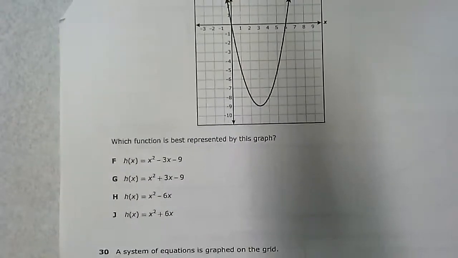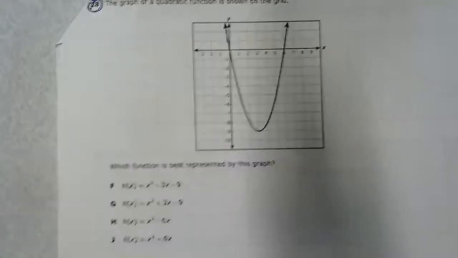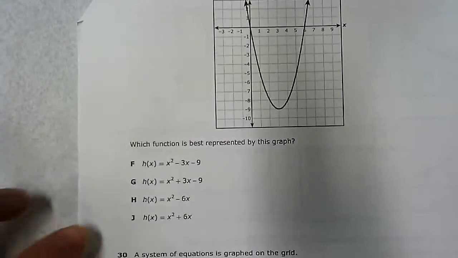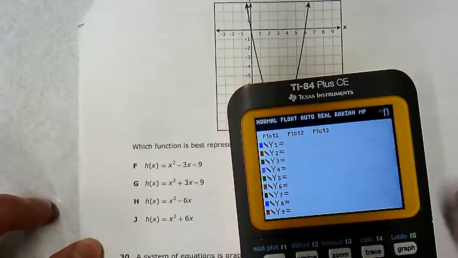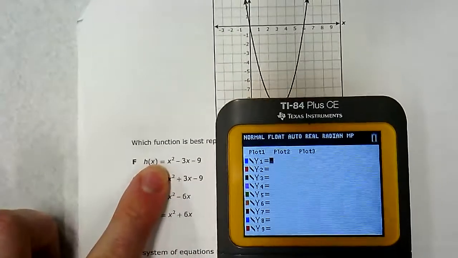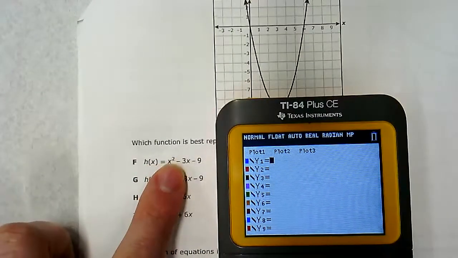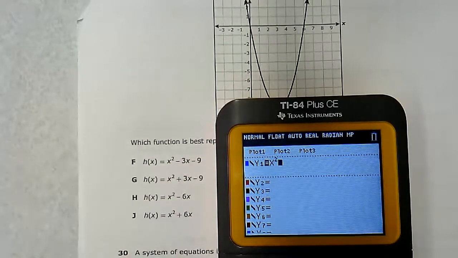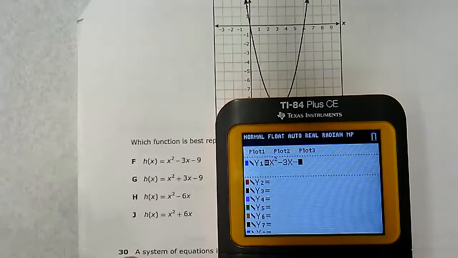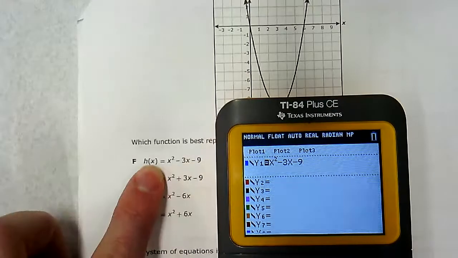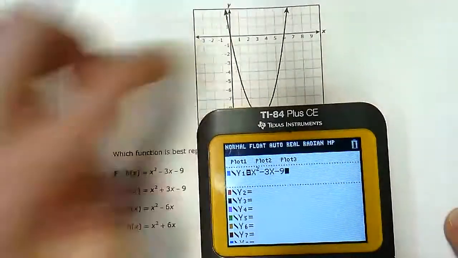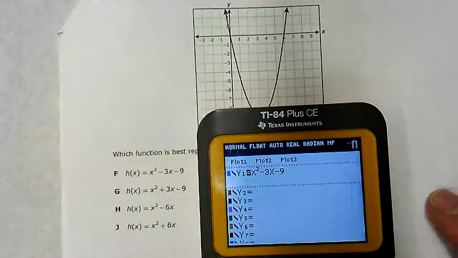So all we're going to do is type the first equation into the calculator and see if that's what the graph looks like. And whichever one matches, that's our answer. So we are going to be smart with the calculator and use it to find our answers. Everybody should be doing this with me. You're going to type the first equation into your calculator. X squared minus 3x minus 9. Type that into Y equals. And when we hit graph, let's see if that's the graph that we get.